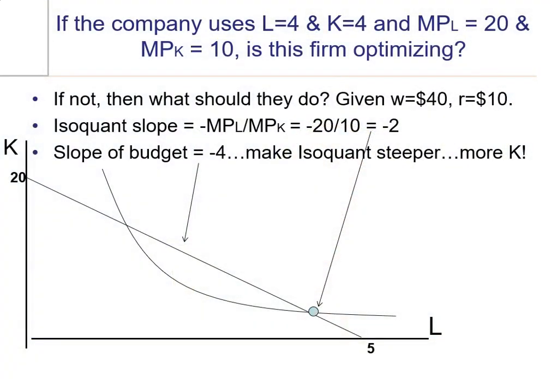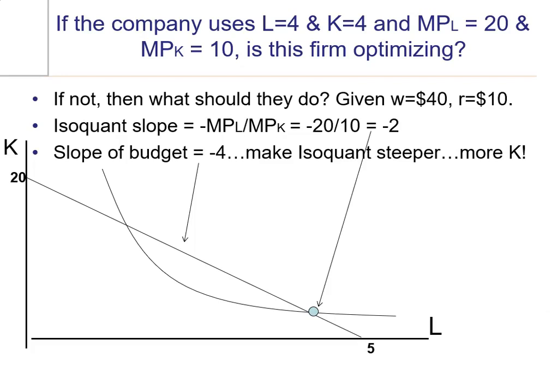So here's the situation. You've got a company that's using 4 units of workers and 4 units of capital. You have marginal productivity of labor being 20 and marginal productivity of capital being 10. And the question is, is this firm optimizing? You also need to know the cost of the inputs, because without the cost of the inputs, you can't answer this question. So given that the wage rate is $40 and the rental price of machines is $10, is this firm optimizing using 4 workers and 4 machines?